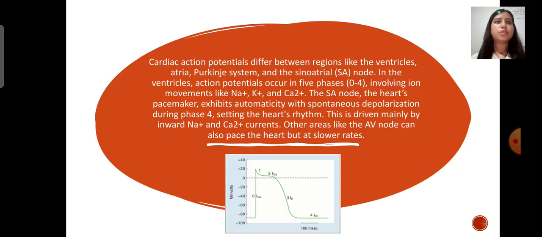Now the cardiac action potentials basically differ between regions like ventricles, atria, Purkinje fibers and the sinoatrial node. In the ventricles, the action potentials occur in 5 phases, 0 to 4, involving ion movements like sodium, potassium and calcium. The sinoatrial node is the heart's pacemaker, exhibiting automaticity with spontaneous depolarization during phase 4, setting the heart's rhythm. This is driven by inward movement of sodium and calcium currents, and other areas like the AV node can also pace the heart but at slower rates.